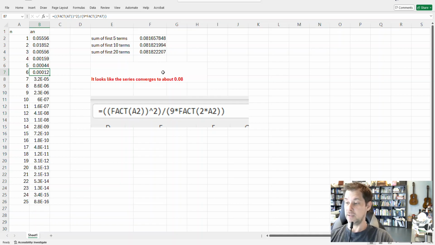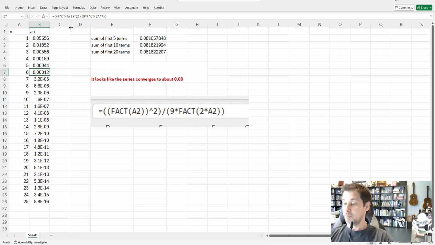So I would get 2 impressions from this. One, it looks like the series converges because the more terms I add, the more the grand total seems to hit a wall. Like it's not going to get past 0.08 even if I keep going. That's the way it seems. And two, it converges to probably something close to that number, 0.08.